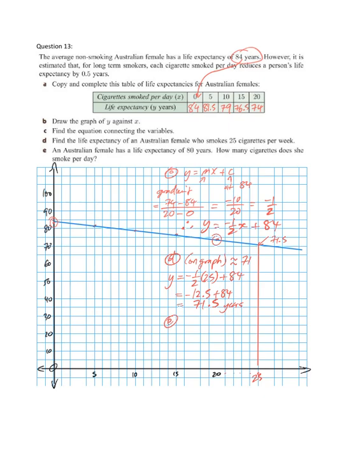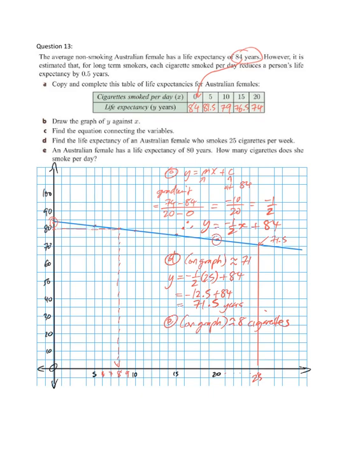E, an Australian female has a life expectancy of 80 years. How many cigarettes does she smoke per day? So 80 is here on the graph. So going across, looks like it's going to be like 5, 6, 7, 8. It looks like it's going to be 8. Okay, so based on the graph, if you look down on graph, approximately 8 cigarettes. But that's not sure, okay? That's based on the line drawing and being accurate.